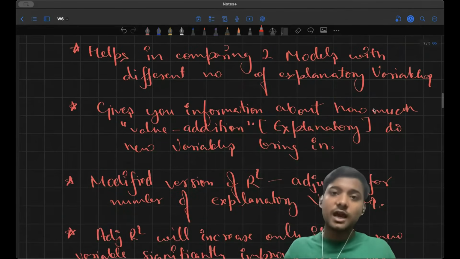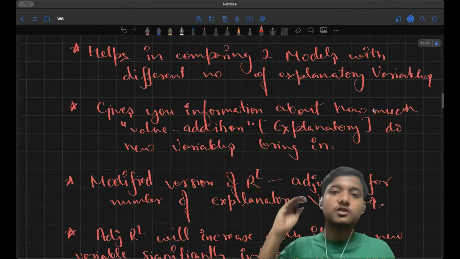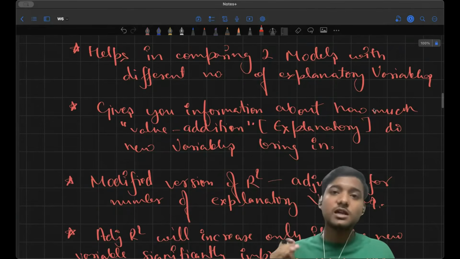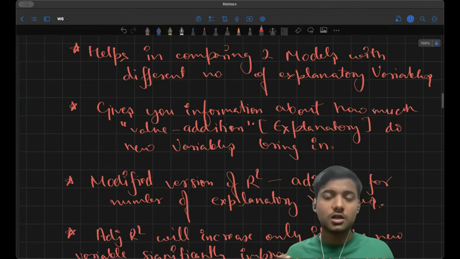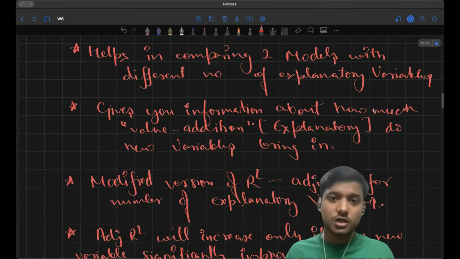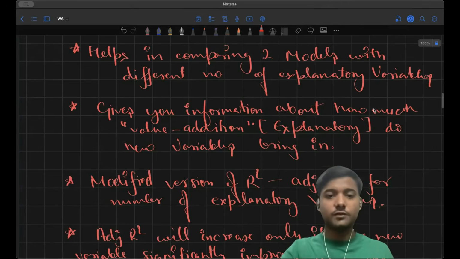The idea is if I add one variable, my explanatory power should jump up. So eventually my adjusted R square should also jump up a lot. If the change in adjusted R square is very little, or it remains constant, that means the new variable is not adding any benefit in the model. So we can drop that variable.